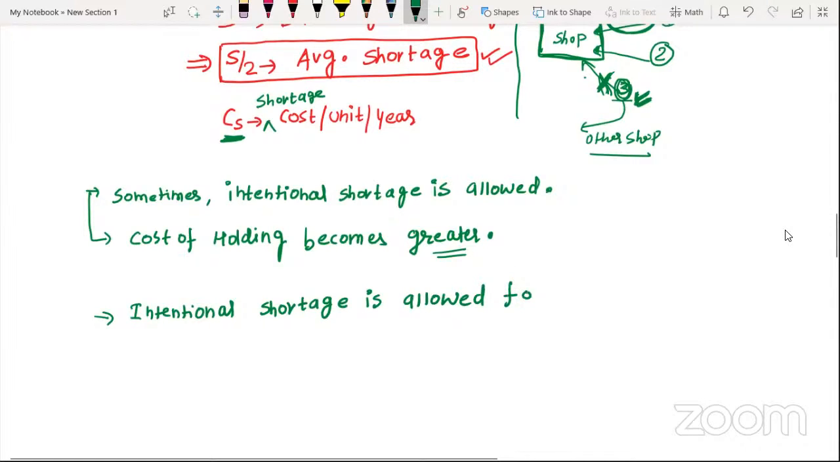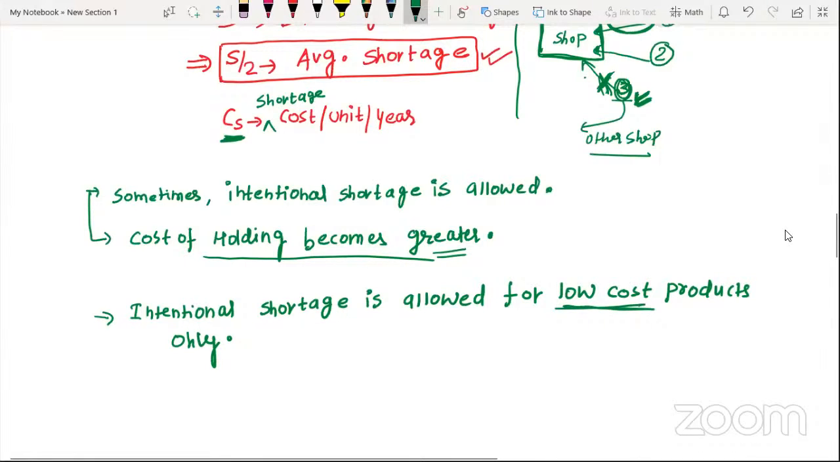Intentional shortage is allowed for low cost products only, because the cost of holding is more than the profit. The customer thinks that the cost of holding is going to be more than the profit, so he allows the intentional shortage for the low cost product. If he allows the shortage for a higher cost product, it means he will get a loss. The profit which he was going to get, he will not get. So shortage is allowed only for a low cost item.